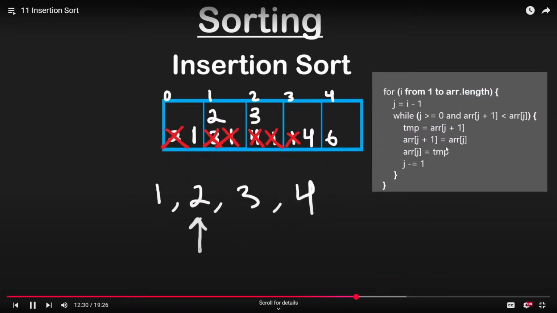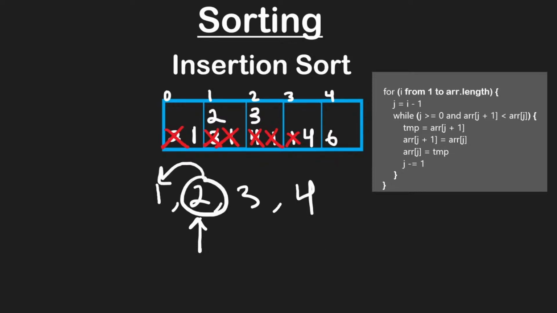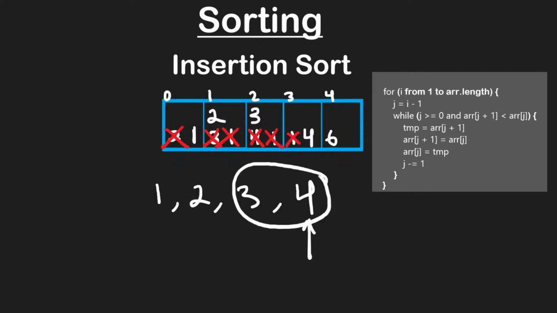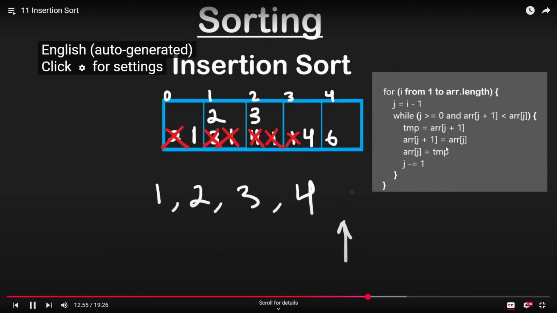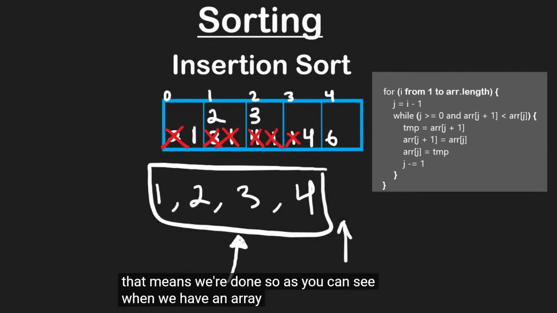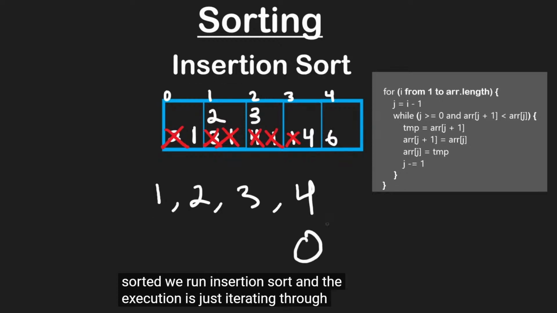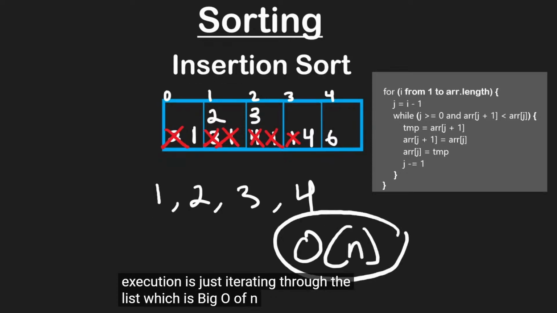What about the insertion sort algorithm on an already sorted array? Well, we would have a pointer over here. We would want to, of course, iterate through the array, but then we would do a comparison. From here, we would compare it to the left neighbor. They're already in sorted order, so we don't have to do anything. We can shift our pointer over here. We compare these two values. They're already sorted. We don't have to do anything. We shift the pointer again. Then we compare these two values. They're already sorted. We don't do anything. We shift the pointer. We're out of bounds. That means we're done. So as you can see, when we have an array that's already sorted, we run insertion sort, and the execution is just iterating through the list, which is big O of n time complexity.